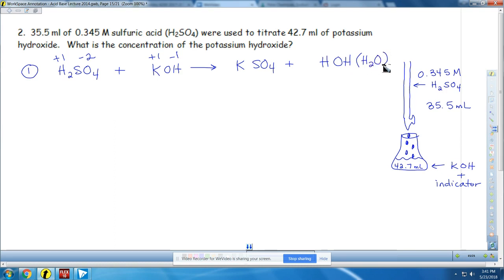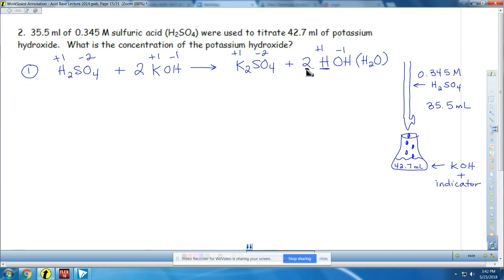I got to check all my charges. Potassium was +1, but sulfate is -2. So I'm going to need 2 potassium to make that neutral. Water's cool. +1, -1. This one does need to be balanced. We'll need 2 hydrogen. Here's the hydrogen. Then there's 1 sulfate, 1 sulfate. 1 potassium, 2 potassium. I need 2. That also now gives me 2 hydroxide.